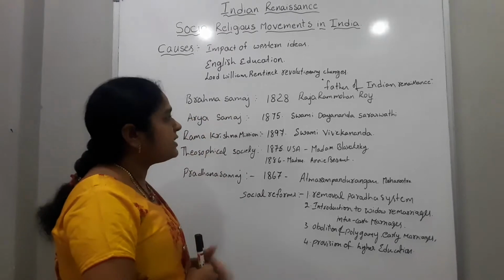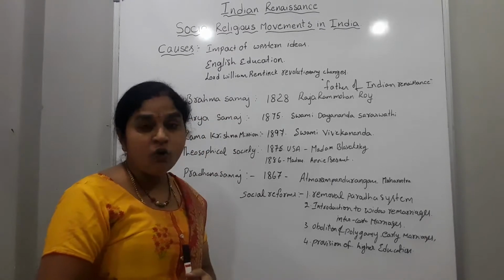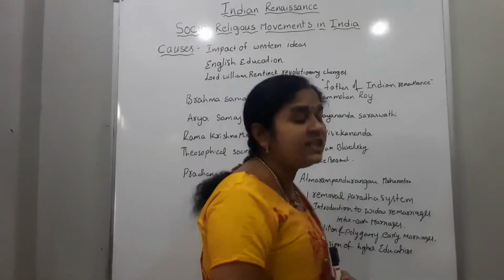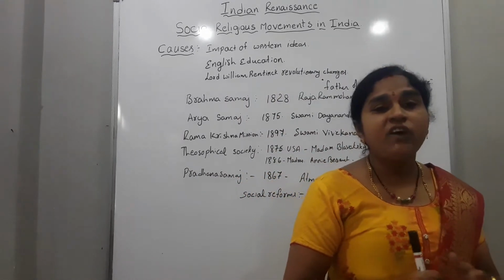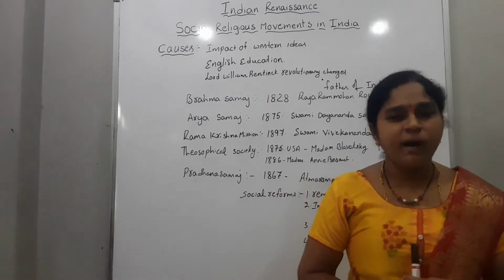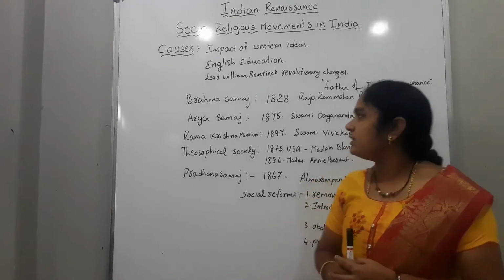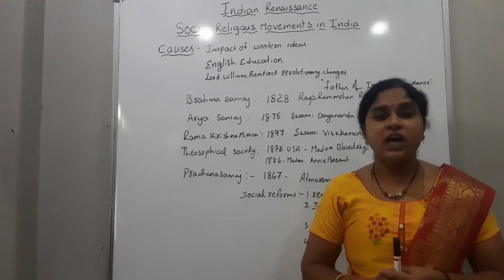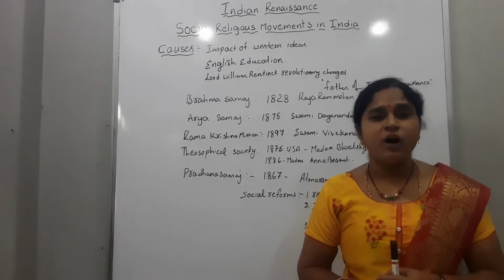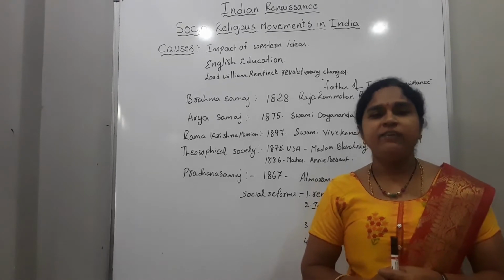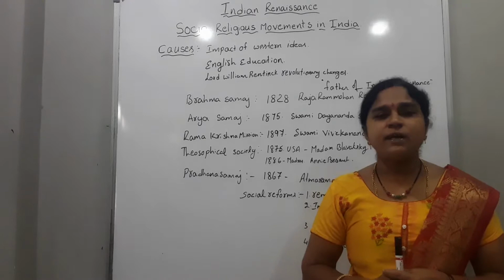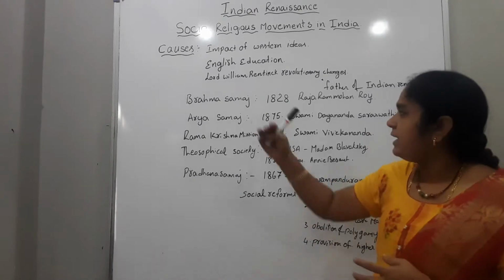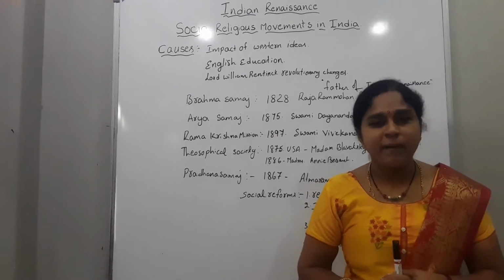Brahma Samaj: Raja Ram Mohan Roy, the father of the Indian Renaissance, introduced the Brahma Samaj. First of all, in 1815, he started the Atmiya Sabha. After that, the Atmiya Sabha became a Samaj, the Brahma Samaj.